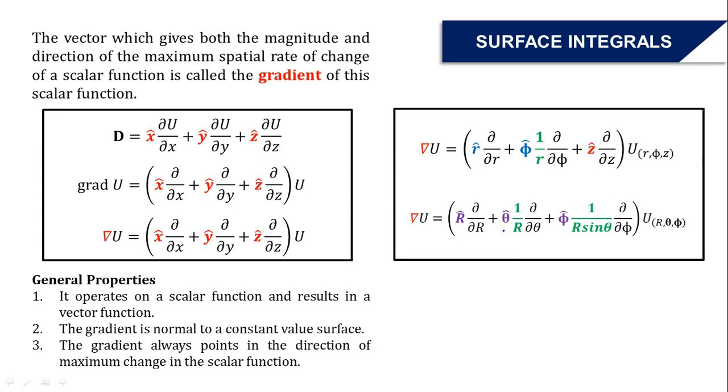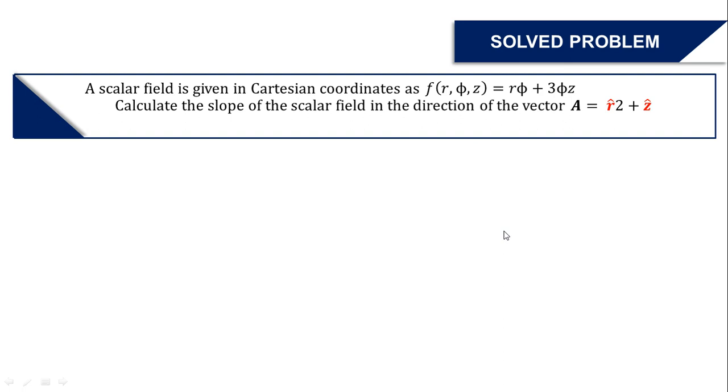So, try natin mag-solve. Siguro isa, kahit isa. So, a scalar field is given in cylindrical coordinates as f, as a function of r, phi, and z is equal to r phi plus 3 phi z. We are to calculate the slope of this scalar field in the direction of vector A is equal to r hat 2 plus z hat. Okay. So, paano natin gagawin yan?